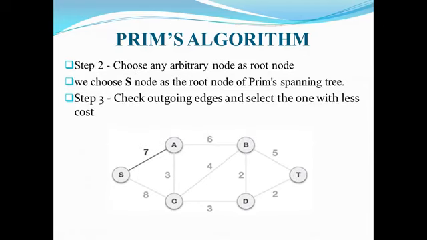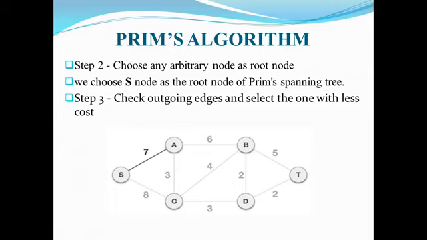Now after including A, immediately update the vertex set in the spanning tree. The vertex set contains S and A, and all the remaining vertices are in the non-included group. Now from S and A, what are the possible edges in the graph? Identify. One edge is S to C, cost is 8. Another edge is A to C, cost is 3. Another edge is A to B, cost is 6.